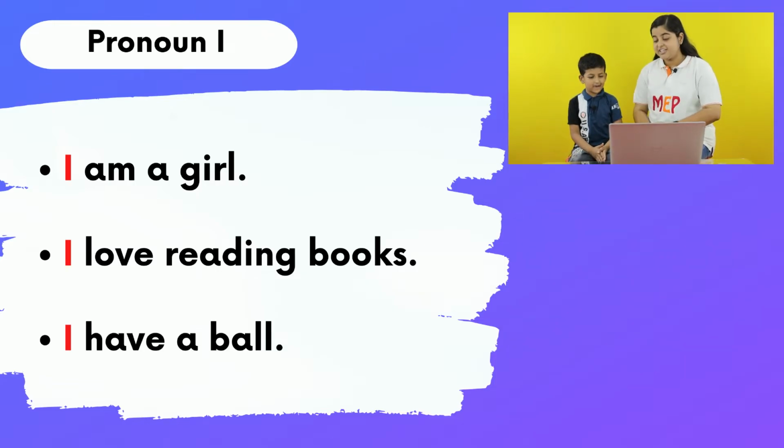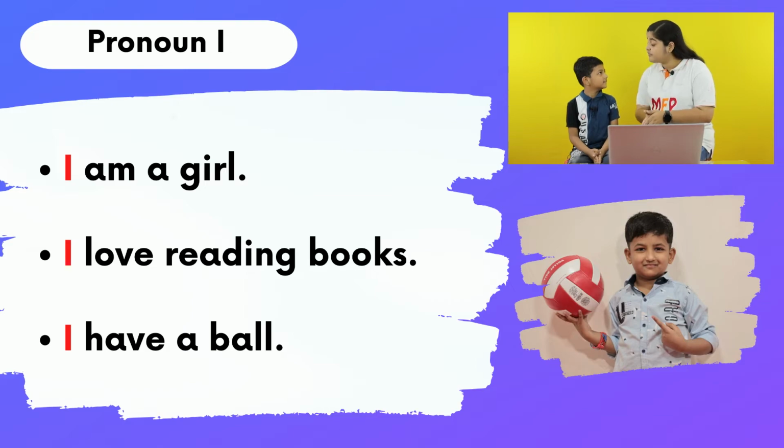Correct. So, Rudy, read the third example. I have a ball. Correct. So, which is the subject in this sentence? I. Right. And it is used in place of first person, second person or third person? First person. Singular or plural? Singular. Very nice. So, I hope you're very clear that what is pronoun I.